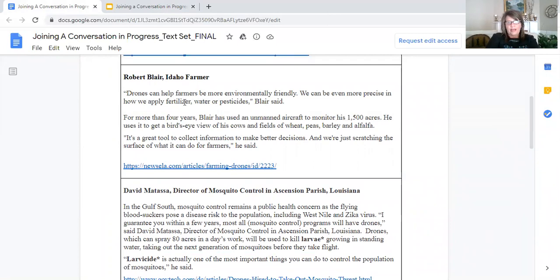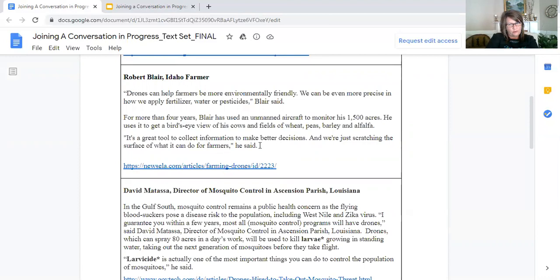We can be more precise when we apply fertilizer, water, or pesticides. For more than 4 years, he has used unmanned aircraft. That's a drone. Nobody's flying the thing. It's probably remote control. He uses it to get a bird's eye view of his cows and fields of wheat. We can collect information and make better decisions. We're just scratching the surface of what it could do for farmers.